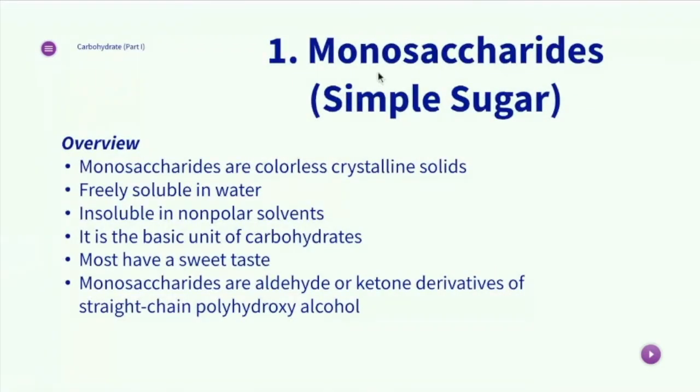Okay, let's see the first class of carbohydrate, which is the simplest sugar, the monosaccharides. Monosaccharides are colorless crystalline solids. They are freely soluble in water, insoluble in non-polar solvents, and they are the basic unit of carbohydrates. Most of them have a sweet taste. You have to know that a monosaccharide can have an aldehyde or ketone functional group. From this aldehyde and ketone, we will further classify the monosaccharides.